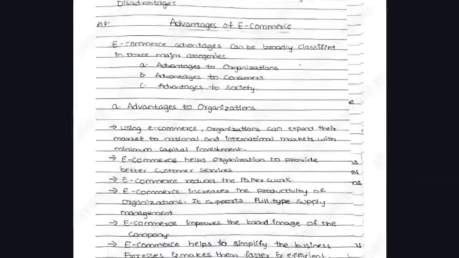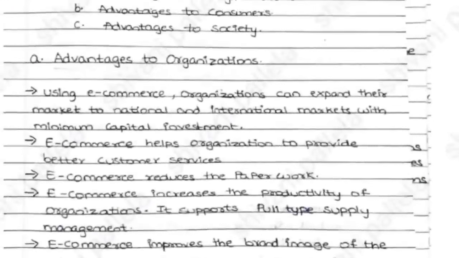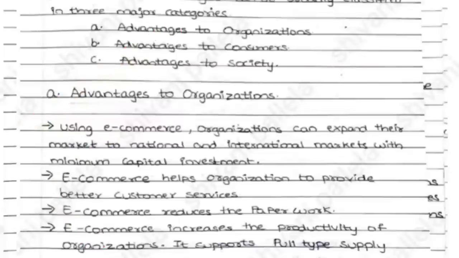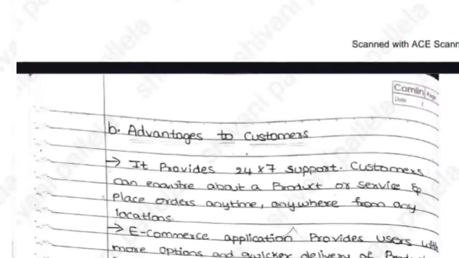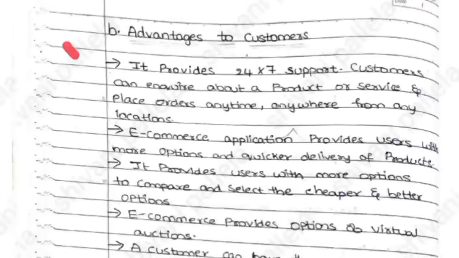And the last important question from unit number 1 is the advantages and limitations of e-commerce. Advantages and disadvantages of e-commerce. Advantages to organization: we have many e-commerce advantages, like it improves the brand image of the company. It helps the organization reduce cost and create the price. Advantages to consumers also. What are the advantages to consumers?